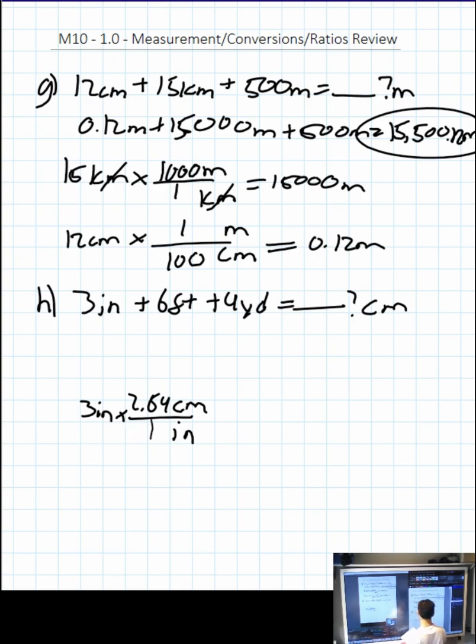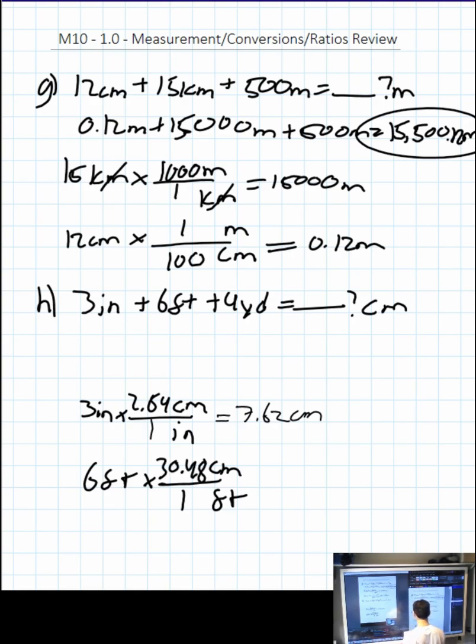And 3 times 2.54 is simply 7.62 centimeters. So now we can take 6 feet and we can convert that straight into centimeters. There are 30.48 centimeters in 1 foot. 30.48. Good. So 6 times 30.48 is simply 182.88 centimeters.